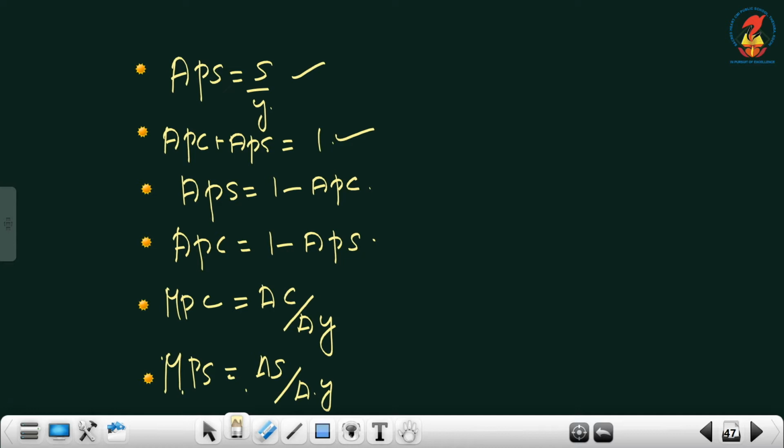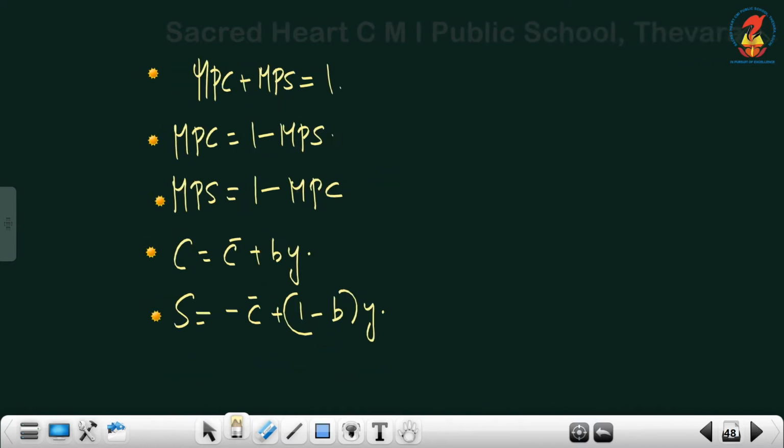APC plus APS is equal to 1. APS is equal to 1 minus APC. APC is equal to 1 minus APS. Likewise, MPC is equal to delta C by delta Y. MPS is equal to delta S by delta Y. MPC plus MPS is equal to 1. MPC is 1 minus MPS. MPS is 1 minus MPC.